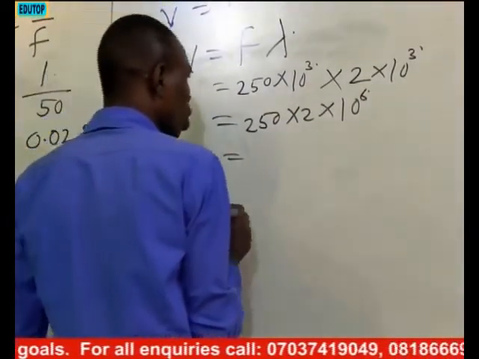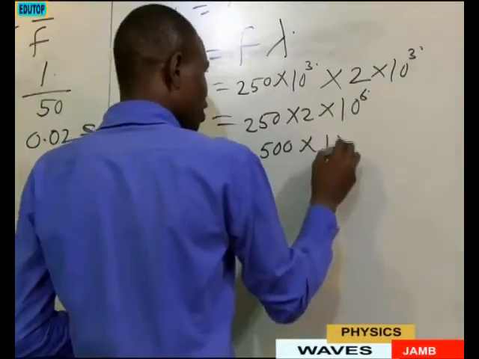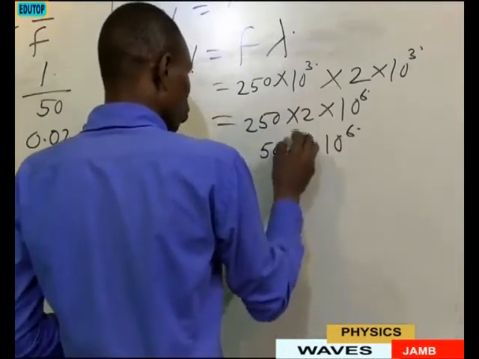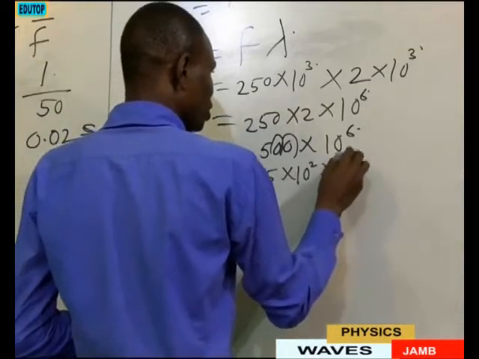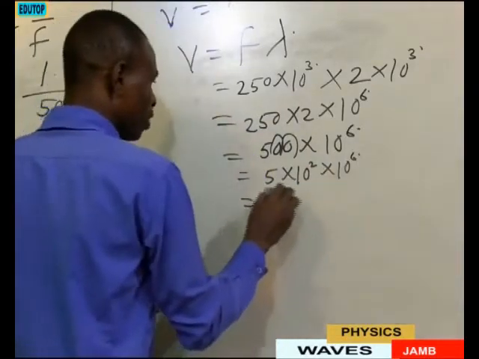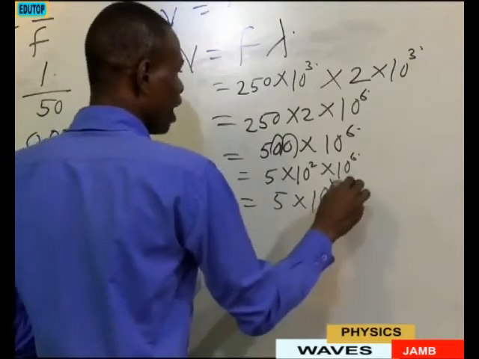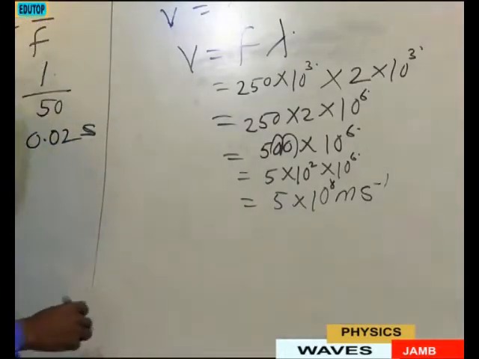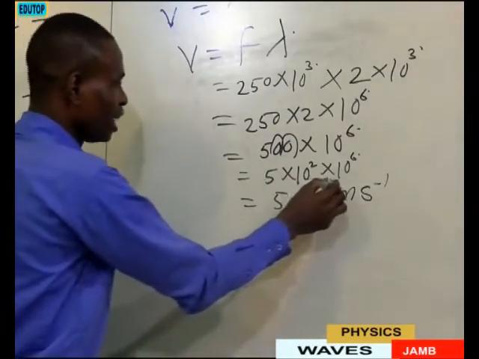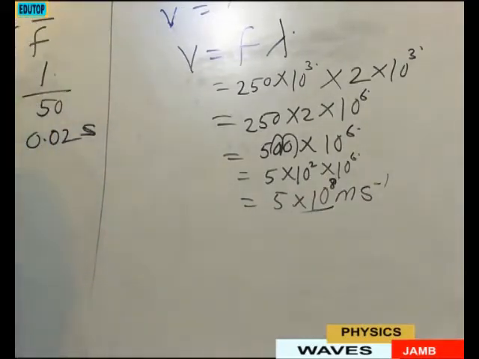And 250 times 2, that should be 500 times 10 raised to power 6. That is 5 times 10 raised to power 2 times 10 raised to power 6, which is equal to 5 times 10 raised to power 8 meter per second. And that's the unit of velocity, meter per second. And that's the velocity at which the radio wave will be transmitted.